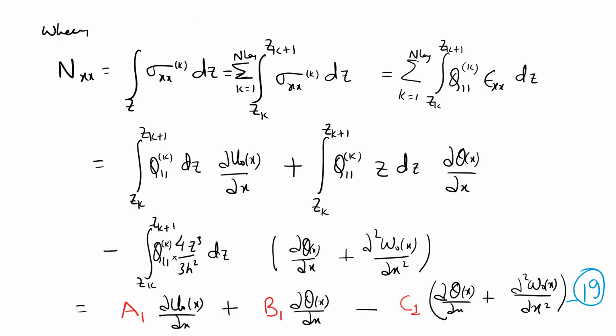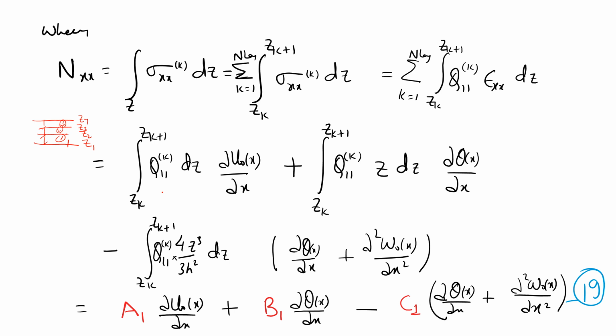We know that Nxx is nothing but the integral of sigma xx into dz. So if we integrate for laminated composite beams, we know that throughout the thickness of the beam there are many layers: from layer 1 to layer 2, layer 2 to layer 3, and so on, with interfaces Z1, Z2, Z3, Z4. So we just integrate from one to another, with k equals 1 to n layers.